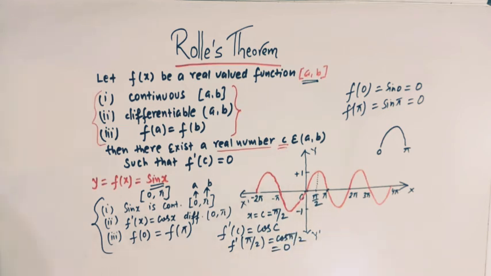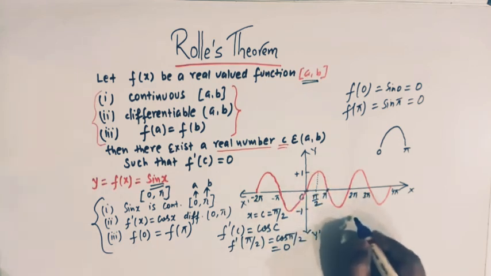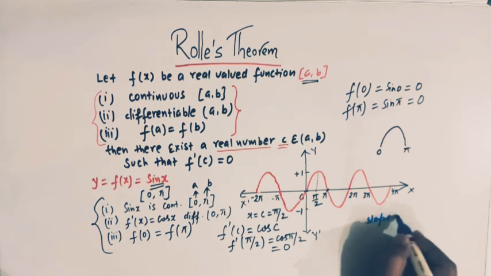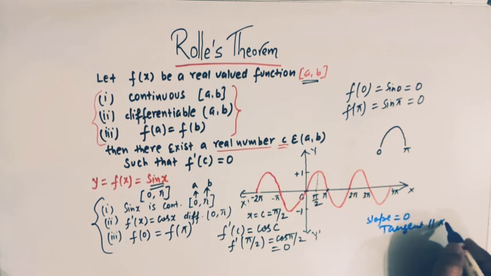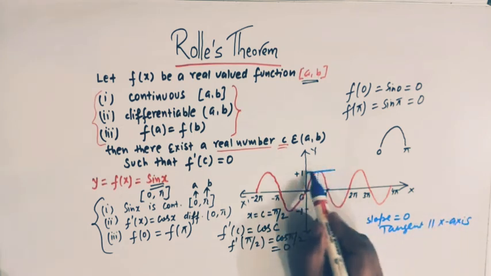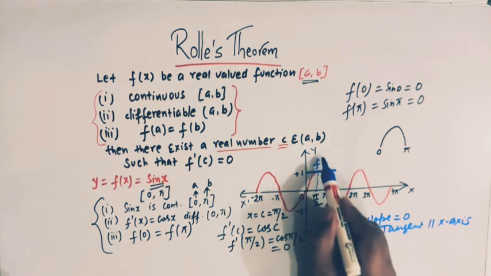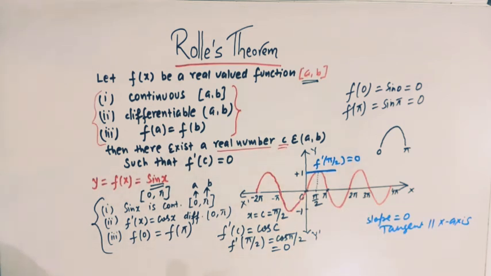So it means at the point pi by 2, the slope of the tangent is 0. So slope is 0, it means the tangent is parallel to the x-axis, right? So here we have the tangent. So here we have f prime of pi by 2 is equal to 0. So this is how we can explain Rolle's theorem with the help of this sine function.